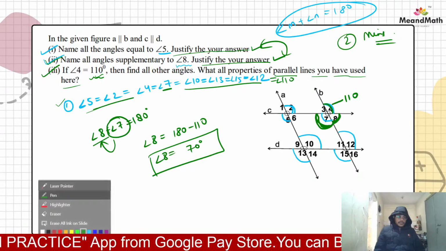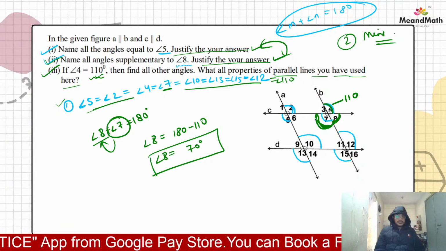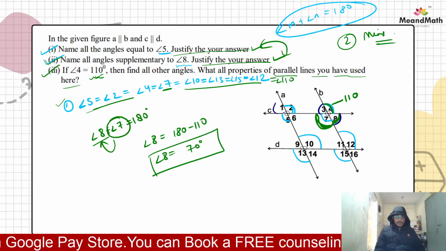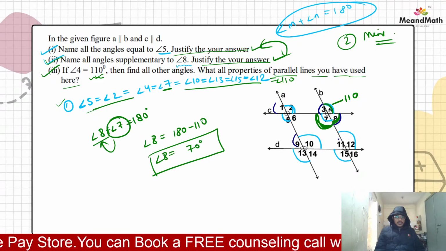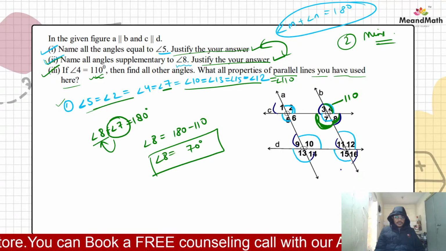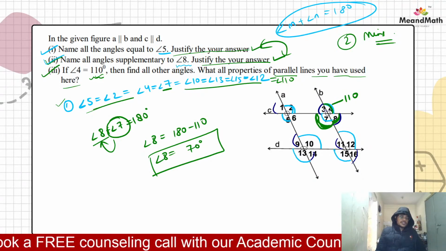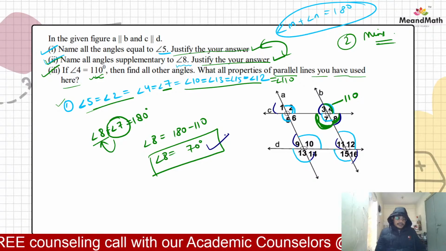Now you need to find what other angles are equal to angle 8. This was angle 8, so this is equal, again this is equal, again this is equal, and this should be equal, this should be equal. Then they should all be equal to which? 70 degrees, right?